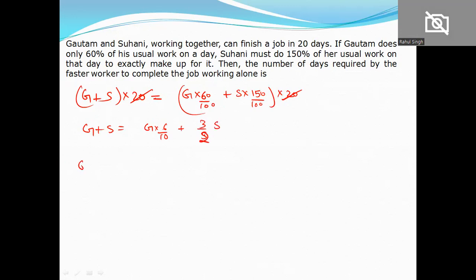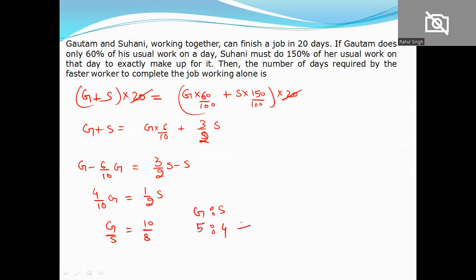So let's subtract: G minus 6/10 of G equals 3/2 of S minus S. You get 4/10 of G here, and we got 1/2 of S here. G over S is equal to 10/8, so G ratio S will be 5/4. Now this is the efficiency ratio. Now we know the ratio of efficiency, right? Yeah, remember this thing.